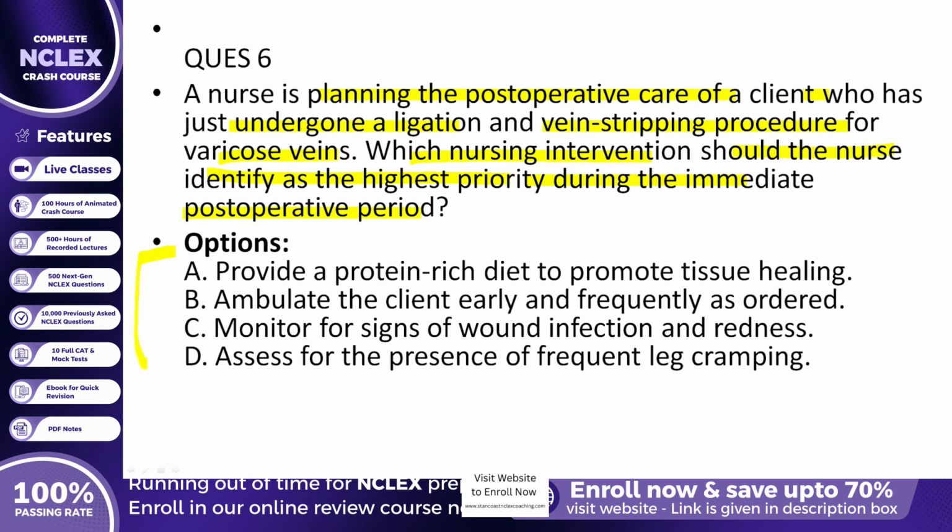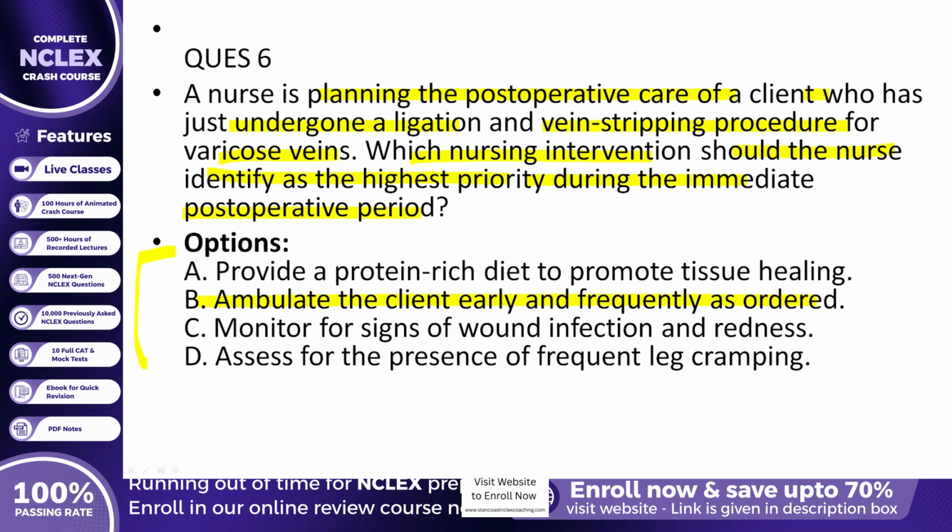Option B recommends ambulating the client early and frequently as ordered. Option C focuses on monitoring for signs of wound infection and redness. Option D emphasizes assessing for the presence of frequent leg cramping. The correct answer is option B, ambulate the client early and frequently as ordered.